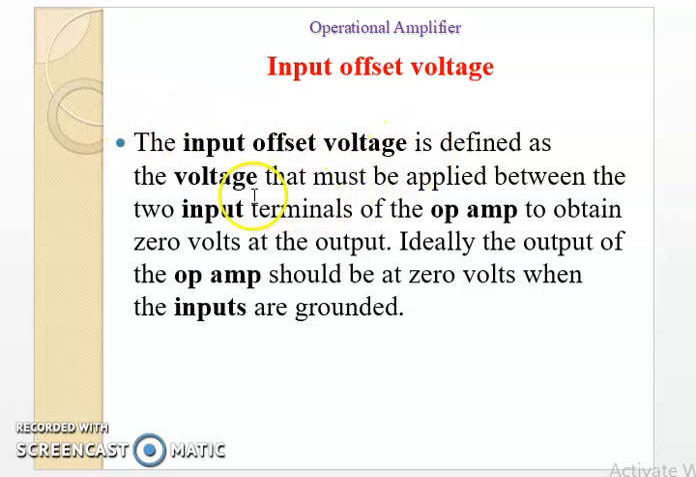It is defined as the voltage that must be applied between the two input terminals of the op-amp to obtain 0 volts at the output. See, ideally the output of the op-amp should be 0 at 0 volts when the inputs are grounded.